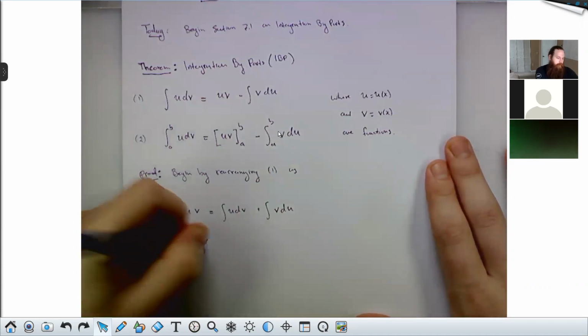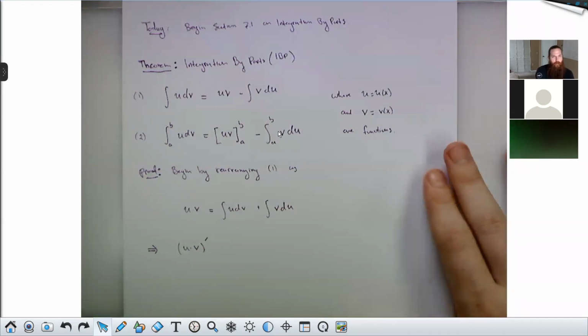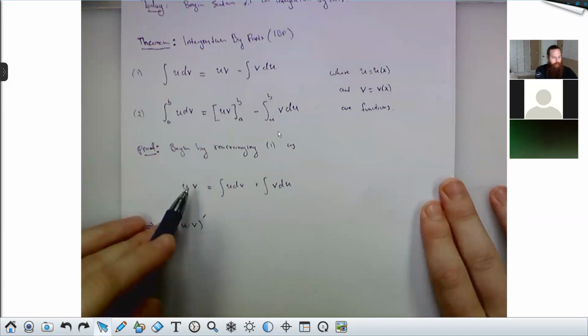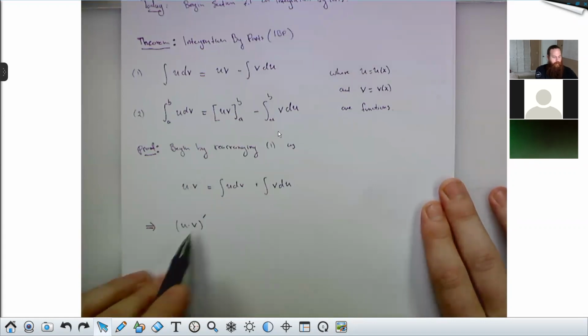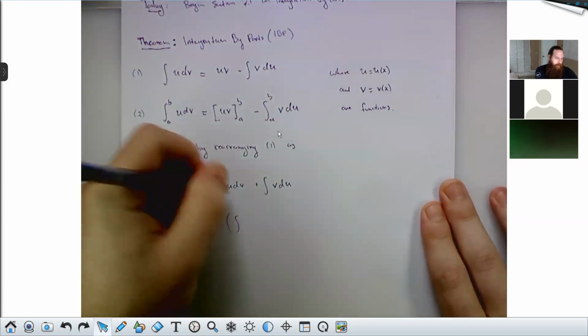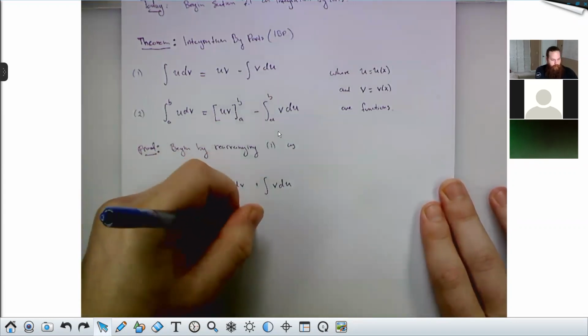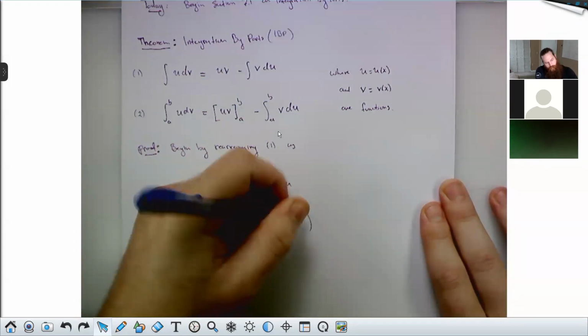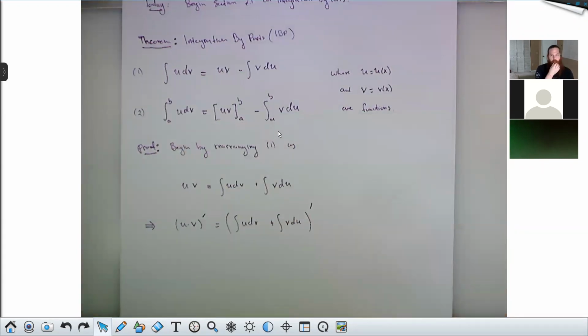And since this is all written in the abstract, I'm going to use the prime notation. So if I differentiate on the left, I'll get u times v all primed. If I differentiate on the right, I'll get all of that stuff primed. But over here, what happens when I prime this?